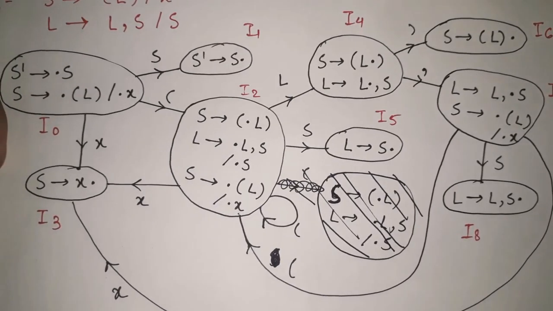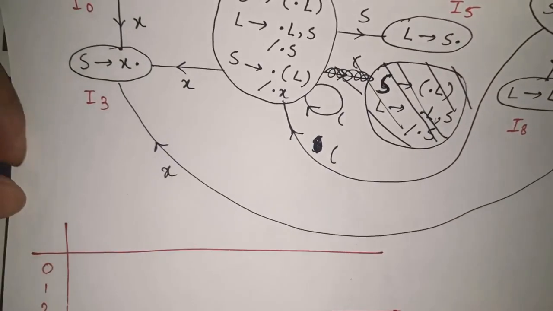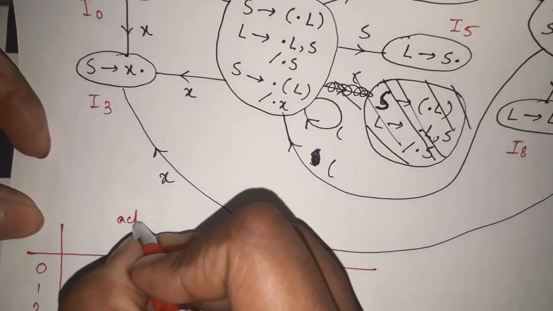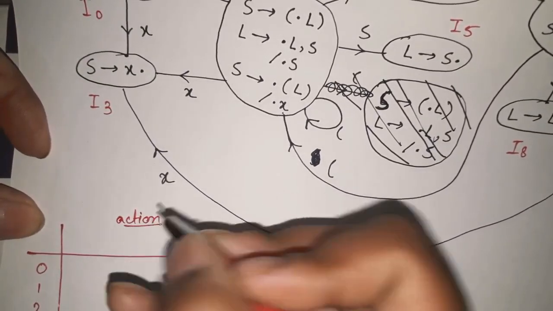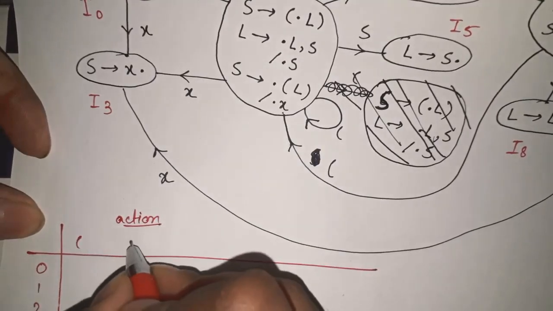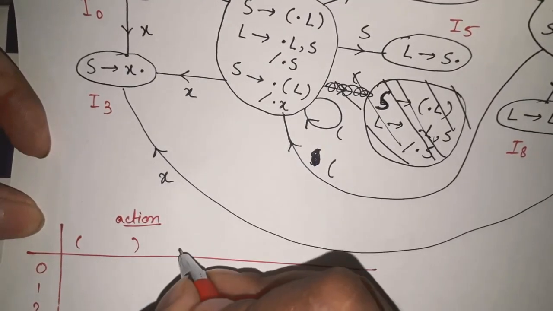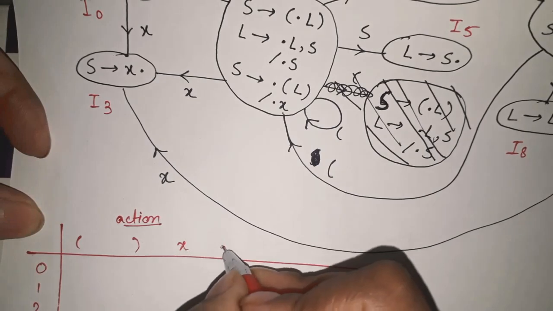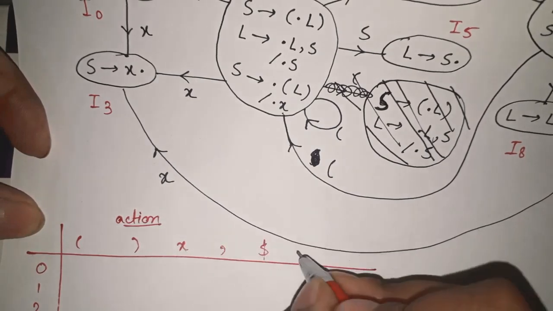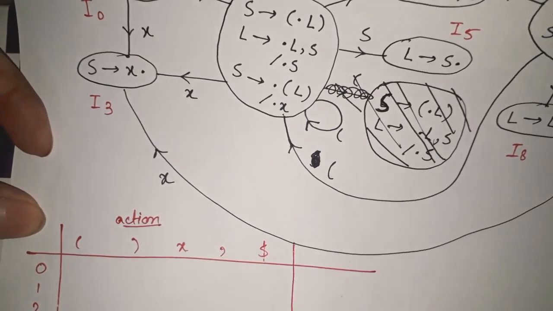Okay, what will come here? We will be having the action and go to part. As you already know, in the action part, we will be having opening bracket, closing bracket, X, comma, and we will append $1. Fine, this is our action part.